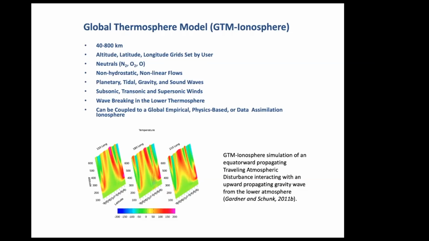Another model that is very important for our research and data assimilation efforts is the Global Thermosphere model, GTM ionosphere. The altitude ranges from 40 to 800 kilometers. The altitude, latitude, and longitude grids can be set by the user. The model produces global distributions of the neutrals N2, O2, and O.